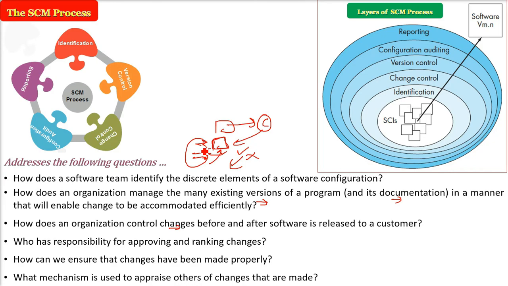So this mechanism has to be there in your SCM, along with change control, version control, and the responsibilities, with changes done properly, well validated, and properly reviewed. If you see, these are the layers of the SCM process. SCIs are the basic elements. We have identification, change control, version control, configuration auditing, and finally reporting. Okay.